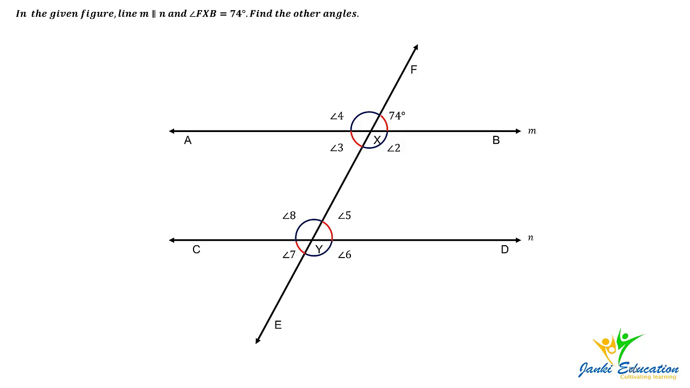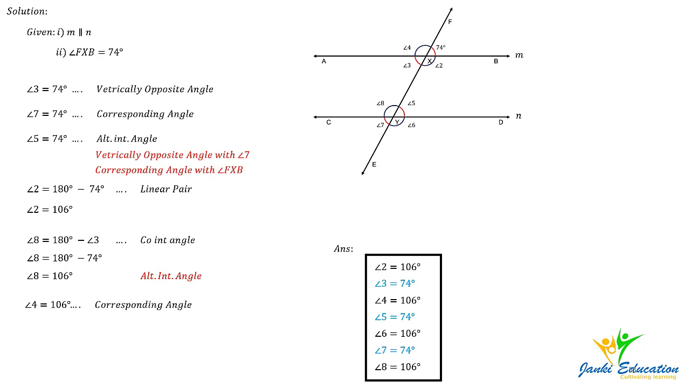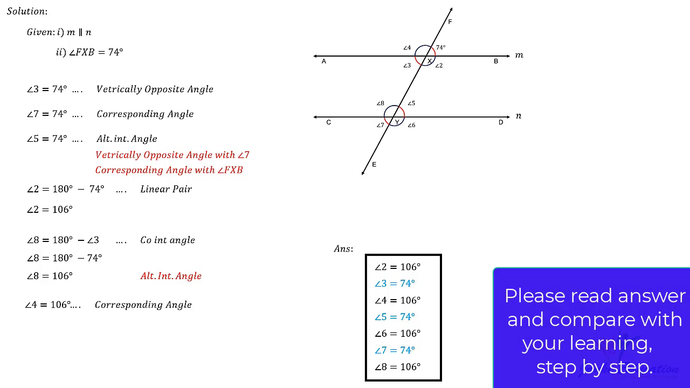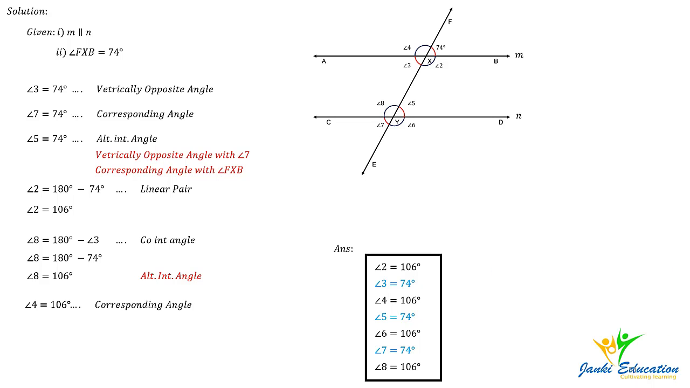Here, since we have already seen the explanation part, you can pause the video and check out this thing. See, angle 3 is equal to 74 degree because it is vertically opposite angle, which are always equal. Angle 7 is equal to 74 degree because corresponding angle. So angle 3 and 7, these two are corresponding angles. Angle 5 is equal to 74 degree because of alternate interior angle. So here it is forming Z shape.